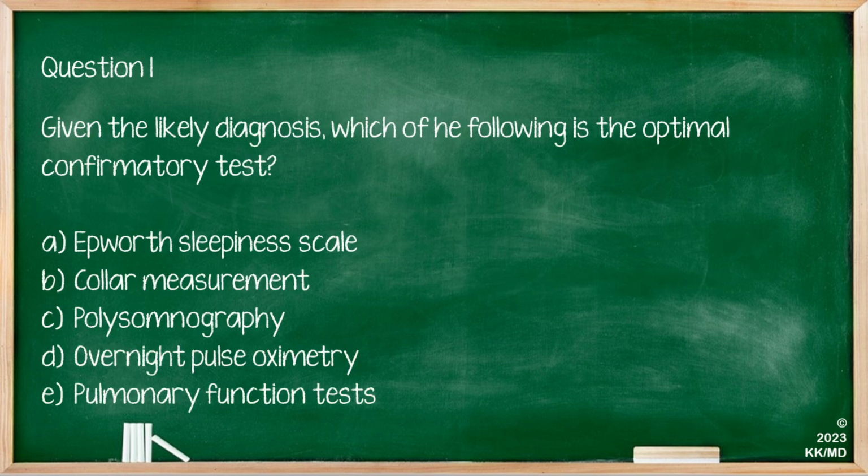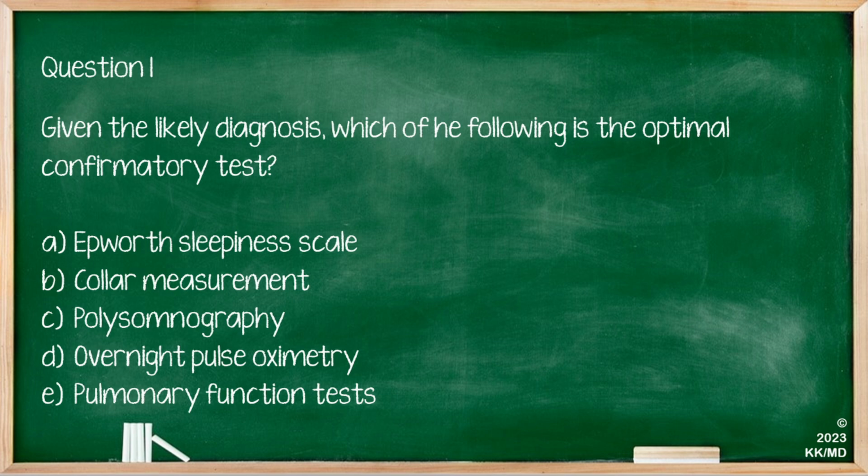So the options are A. Epworth Sleepiness Scale, B. Colour Measurement, C. Polysomnography, D. Overnight Pulse Oximetry, and E. Pulmonary Function Test. So going back to the question, hopefully this is all ringing alarm bells for all of you that this is a classic case of obstructive sleep apnea.